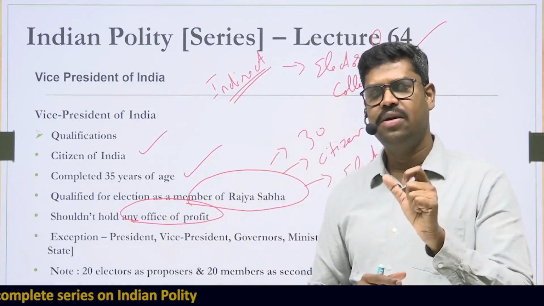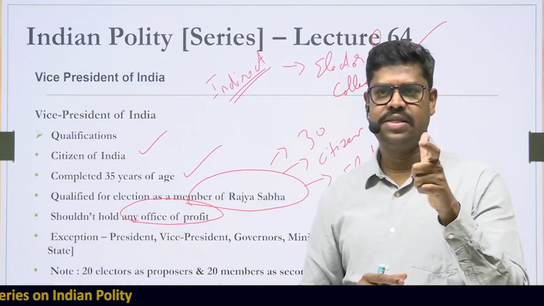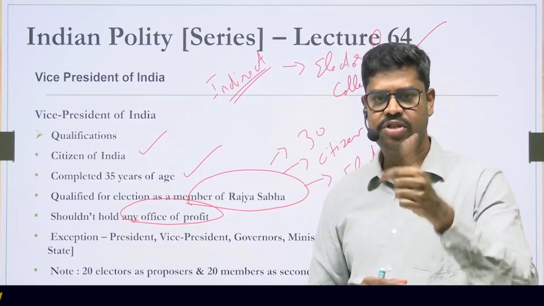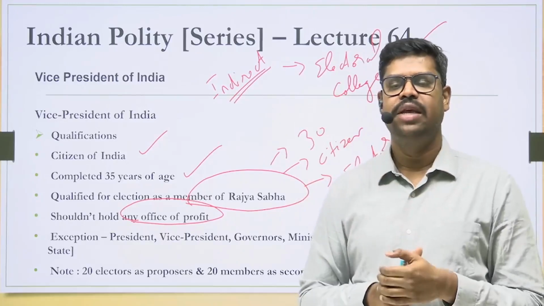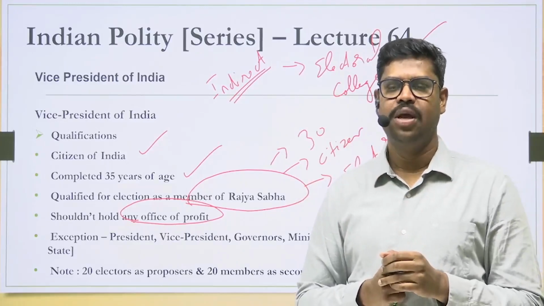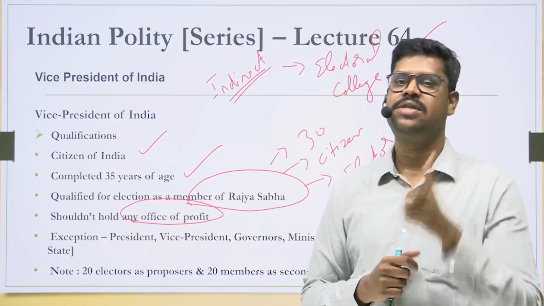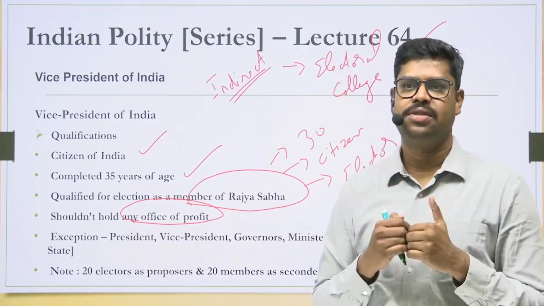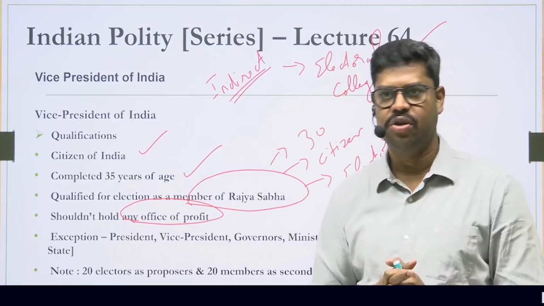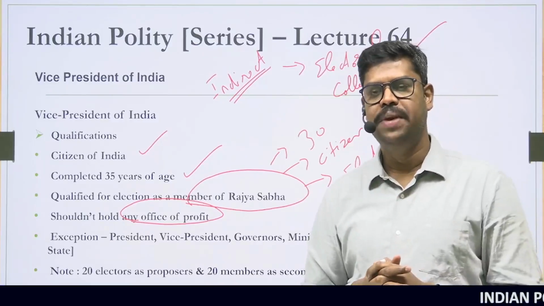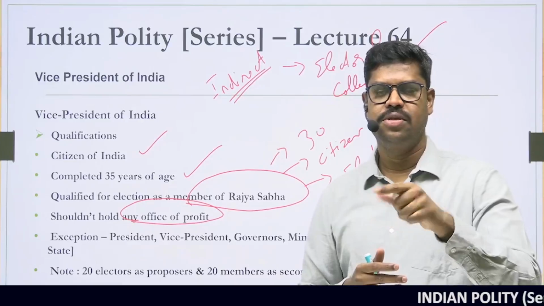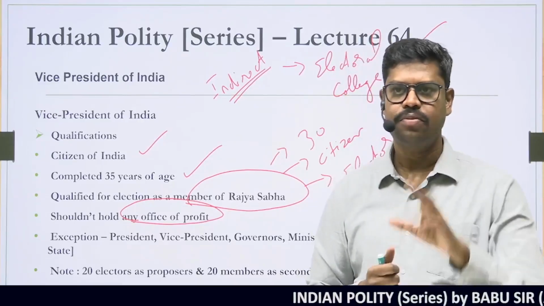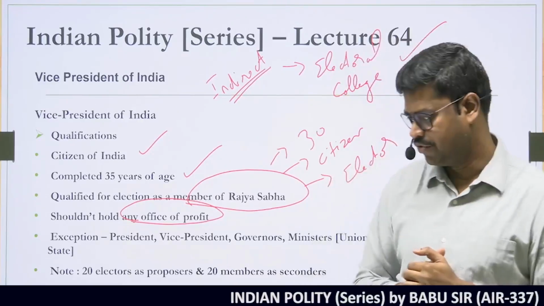However, the term office of profit, I said that any office either under the center, state or the local government by way of which the profit is receivable, would be considered to be an office of profit. But however, there are certain exceptions to this office of profit. That means certain offices do not fall under the definition of office of profit. So people who are occupying those offices can hold on to that office even while they contest the election of the Vice President. That is not considered to be an office of profit.